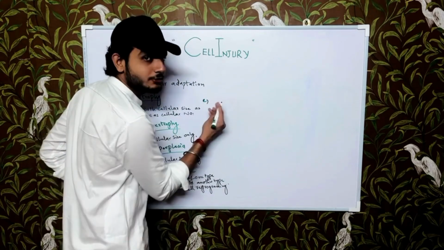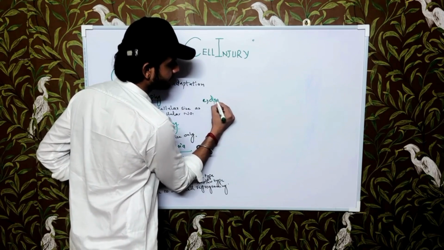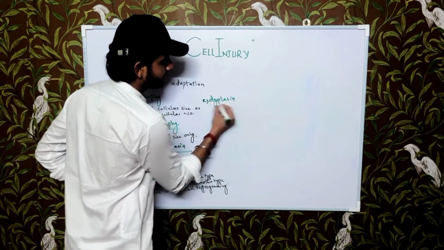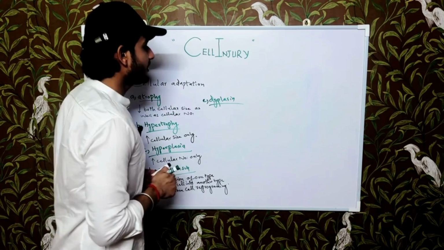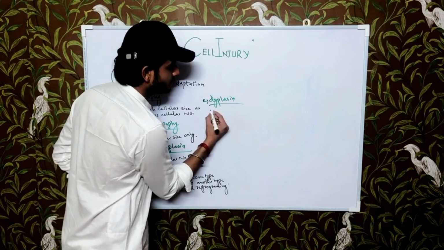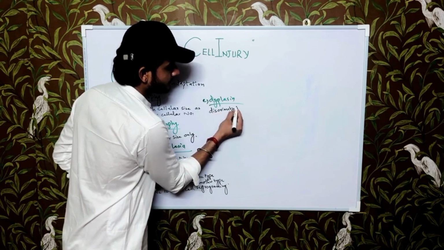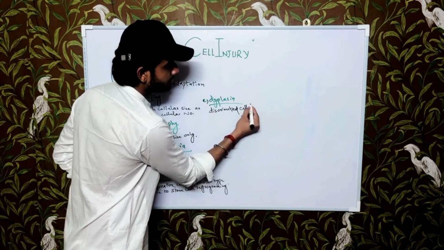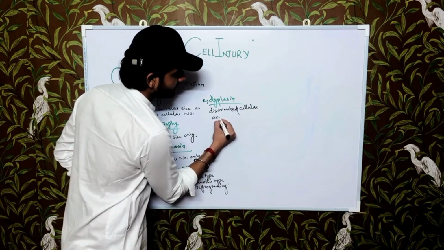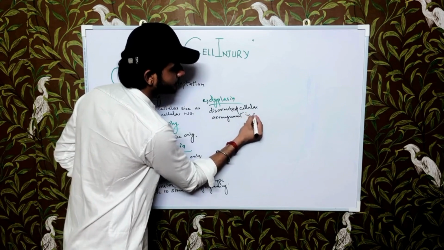Now, the fifth cellular adaptation. What is the fifth cellular adaptation? This is dysplasia. What does it mean? Dysplasia means the disoriented cellular arrangement in a tissue.